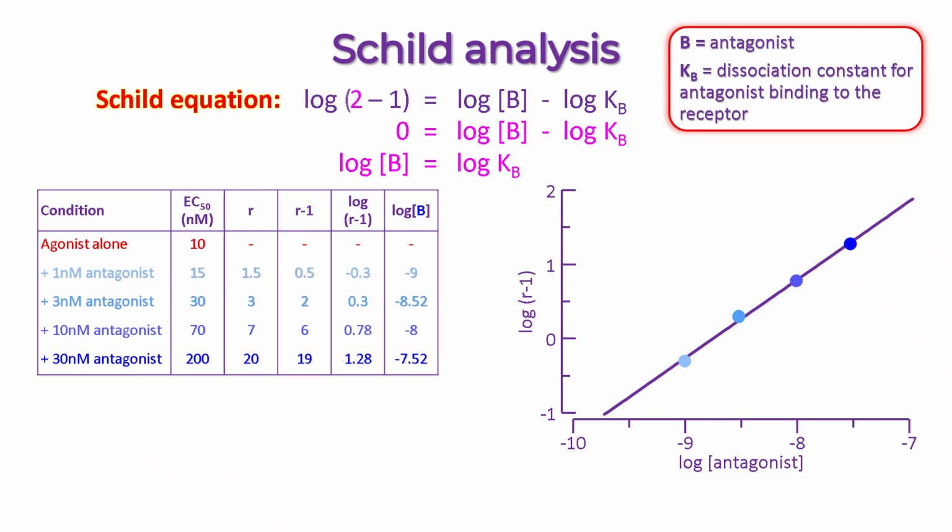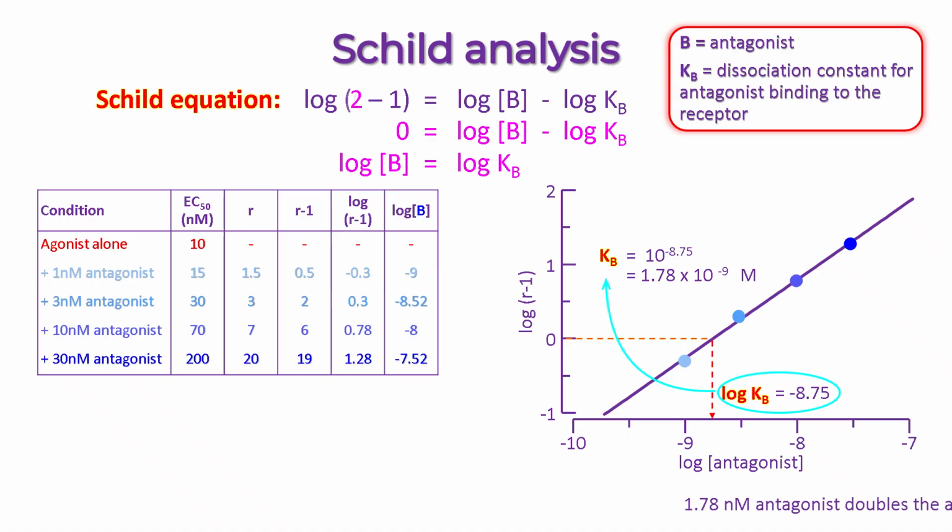Therefore, drawing a horizontal line at y equals 0 for dose ratio equals 2, and projecting its intersection with the line down to the x-axis gives log Kb. In this example, log Kb is minus 8.75. The anti-logarithm is 10 to the minus 8.75, which equals 1.78 times 10 to the minus 9 molar. This tells you that 1.78 nanomolar antagonist is required to double the agonist concentration needed for the same response.